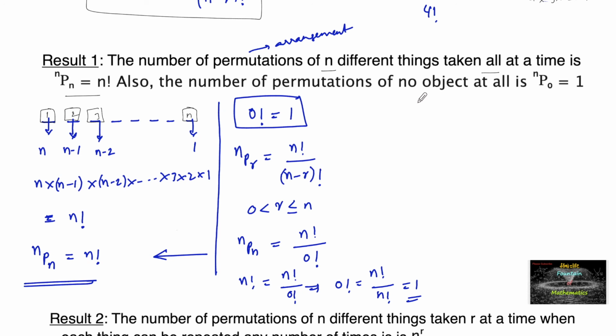And the next, the number of permutations of no object at all.